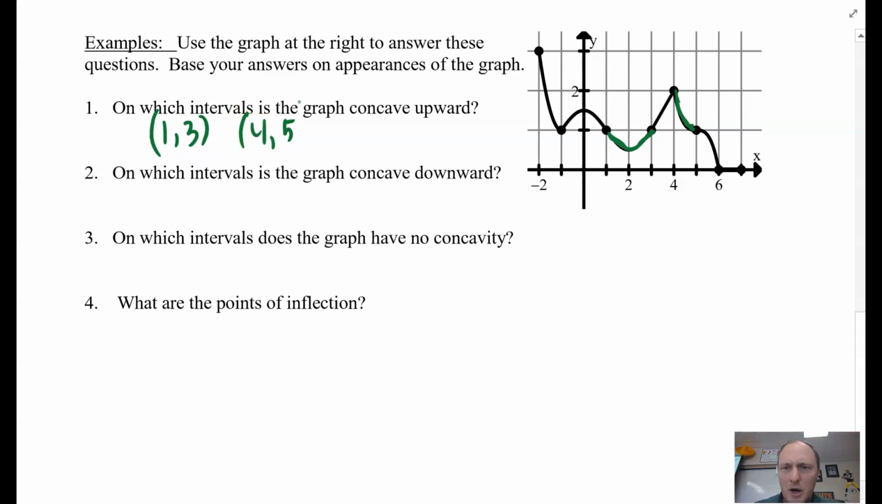Oh, I forgot this beginning piece too here. It's also concave up here, and that would be -2 to -1.